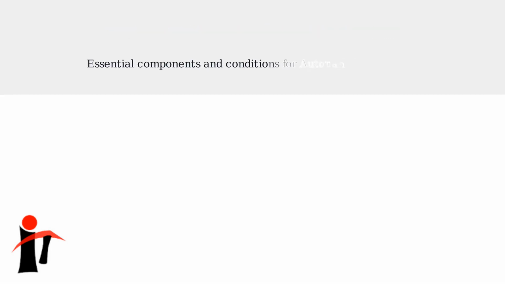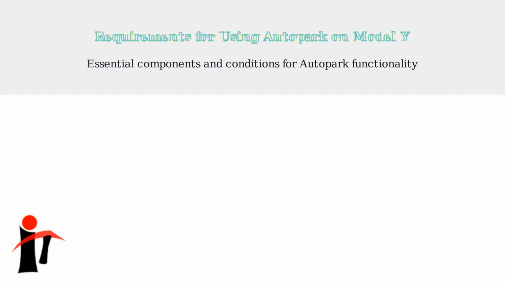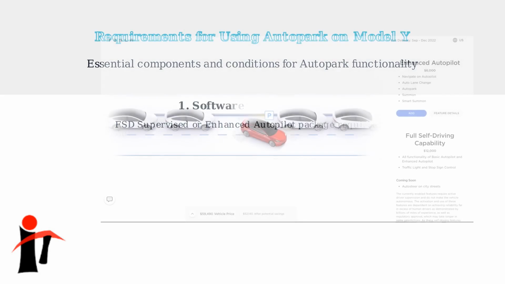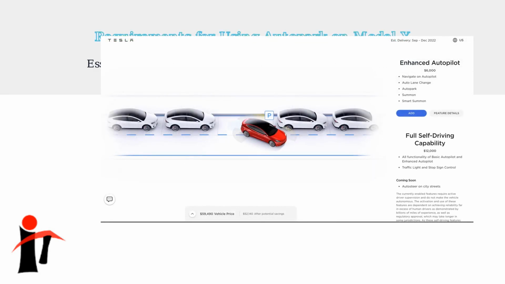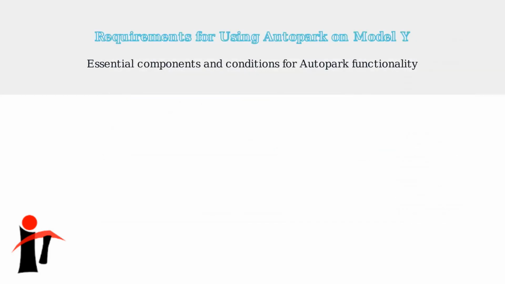To use Autopark on your Tesla Model Y, several key requirements must be met. We'll explore the software subscription, hardware compatibility, operational conditions, and the crucial role of the driver. First, you need a subscription to Full Self-Driving Supervised or Enhanced Autopilot. This advanced software package unlocks Autopark capabilities. Note that standard Autopilot allows basic features like Summon, but does not include full Autopark functionality.